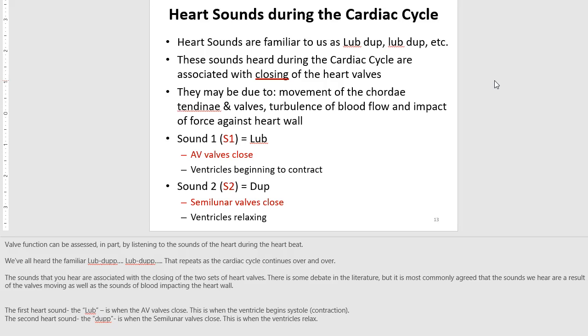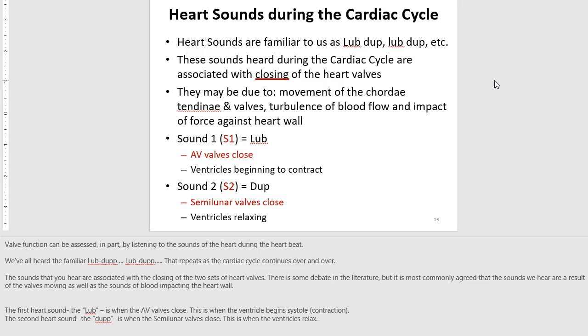That repeats over and over during the cardiac cycle as it continues. Those sounds are associated with the closing of the two sets of heart valves. Now, there is some debate in the literature about what the sound is actually caused by, but it's commonly agreed that the sounds we hear are a result of the valves moving, but can also be due to the sounds of blood impacting the heart wall as it moves through the heart.